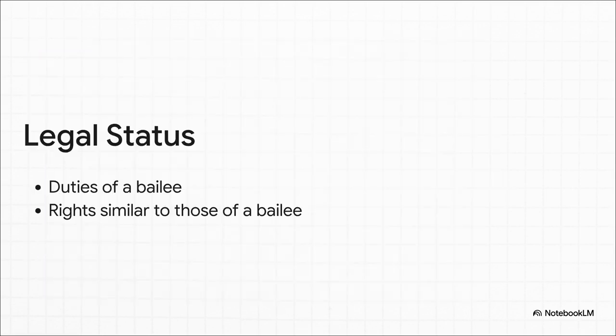Moving to the legal status, note these points strictly under legal status. Point 1, duties of a bailee. Point 2, rights similar to those of a bailee. You see, this is your structural bridge. It sets up the rest of your 16-mark answer by cleanly dividing the legal consequences of finding lost goods. The finder essentially steps right into the shoes of a bailee, inheriting both the burdens and the privileges.